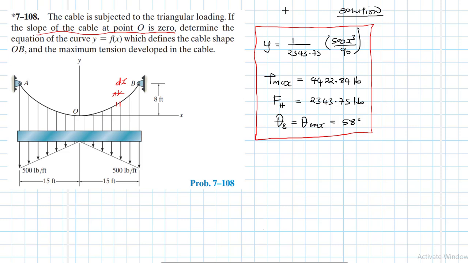We have found the curve or the function that defines the cable shape OB. We have found the maximum tension force in the cable. And of course, we've also included the horizontal component as well as the angle at B. And since this is symmetrical, we expect similar results even on the other side.